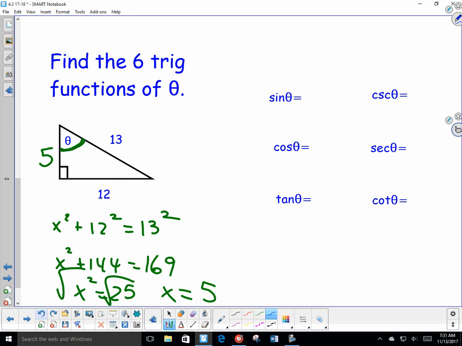So before we do that, maybe we should write in that 13 is the hypotenuse. And which side is the opposite side from this angle? Well, that would be 12. That's going to be opposite. And 5 is going to be the adjacent leg, or the adjacent side.